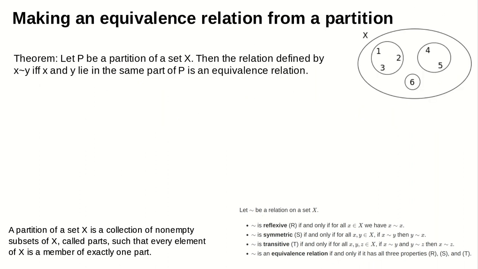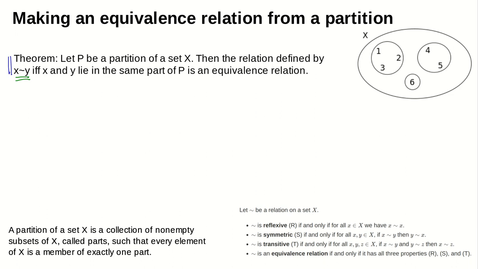So our first step is to show how to start with a partition and make an equivalence relation out of that partition. And the theorem which we will prove is this one here. If we take a partition P of a set X, then the relation defined in the following way is an equivalence relation. And the way we define this equivalence relation is we define x to be related to y, which we write with a tilde as usual, if and only if x and y lie in the same part of P.